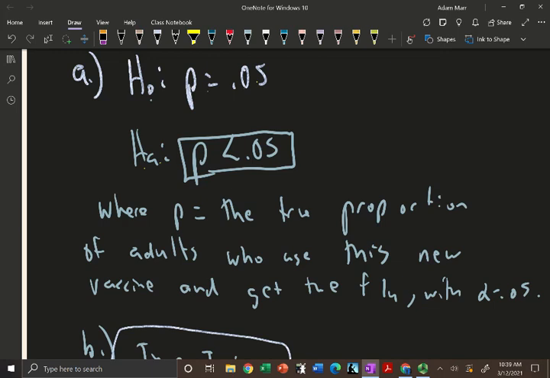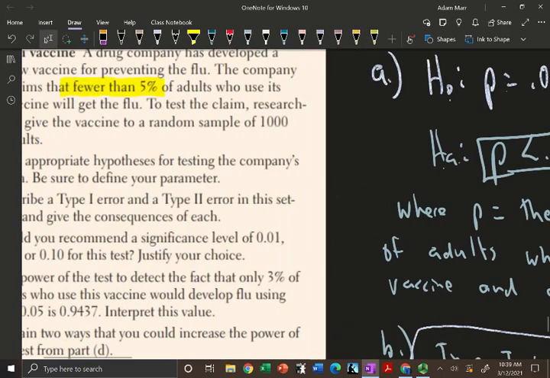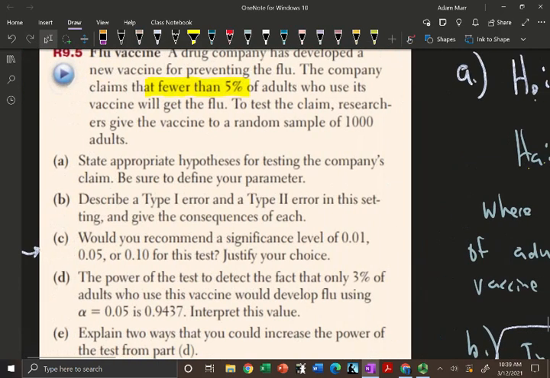Remember that when we're doing the rest of this problem, we want to find evidence for the alternative, because any company wants their flu vaccine to have a smaller proportion of people who actually get the flu. All right, so let's look at part B. Describe a type 1 and type 2 error in this setting. Give the consequence of each.